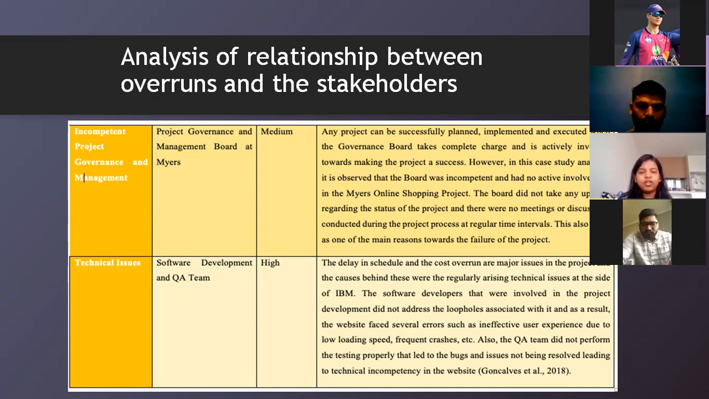Coming to the technical issues, the major problem that caused the schedule and cost overrun in the project is the technical incompetency in the project development that led to many serious issues. The software developers left many loopholes, which explains the major issues like crash downs of the website, slow speed of the website, and ineffective user experience of the website. The further slides will be explained by my friend Kuldeep.